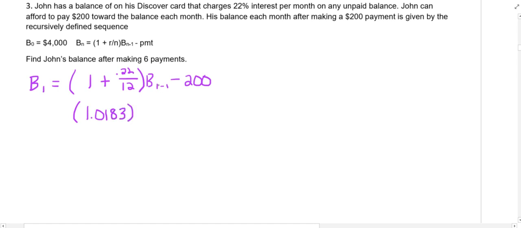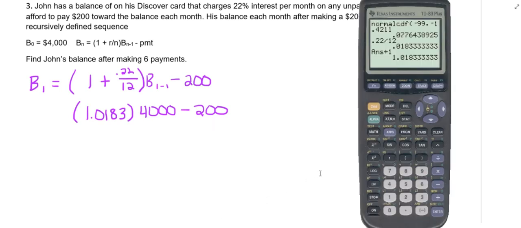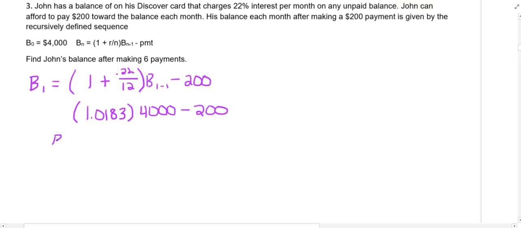Okay, and this is b sub 1 minus 1, so it's b sub 0. Well, b sub 0 is 4,000. It's going to be 4,000 minus 200. So his first payment, his balance will be, so this times 4,000 minus 200, $3,873.33. So that is his balance after his first payment.